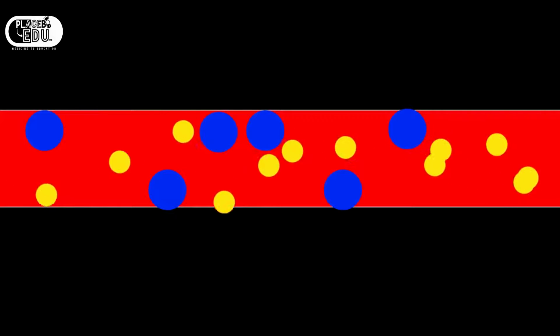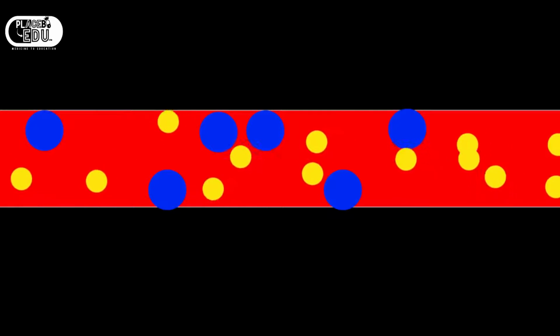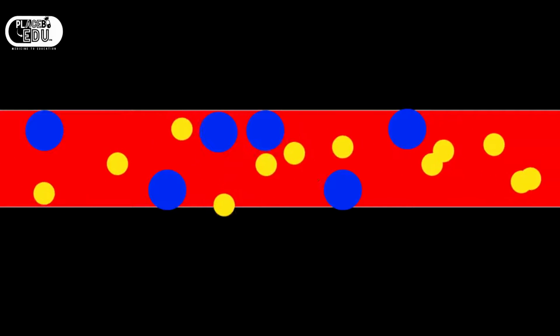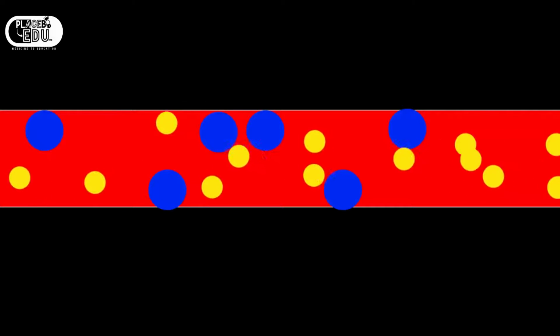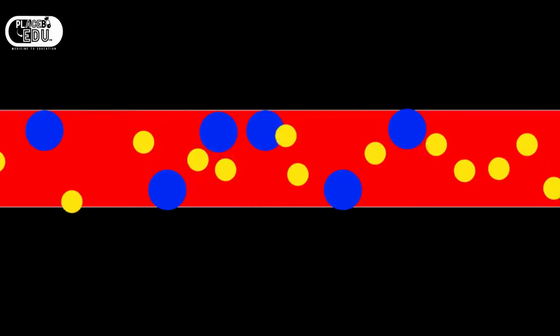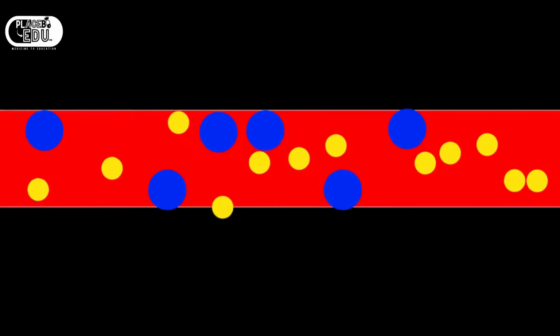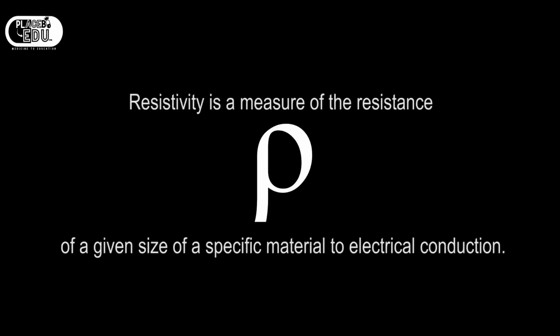So there will be some obstruction to the flow of electrons, and so there will be obstruction to the current. Therefore the material itself will give the resistance to the conductor. So the resistance will depend upon the material. The property of the material that reflects the resistance is resistivity, on which the resistance depends. It is different for different materials.